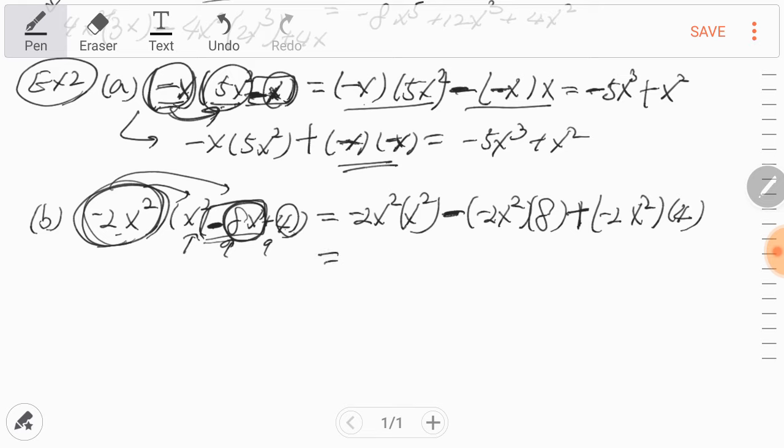Then the first term is negative 2x to the fourth power. The second term is minus negative; negative is positive, so plus 2 times 8 is 16x squared. The last one, the sign is negative, so minus 2 times 4 is 8x squared.